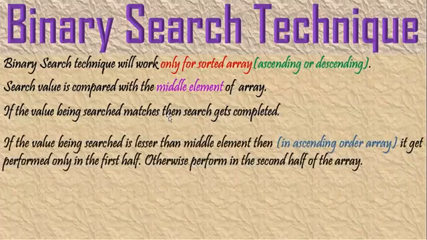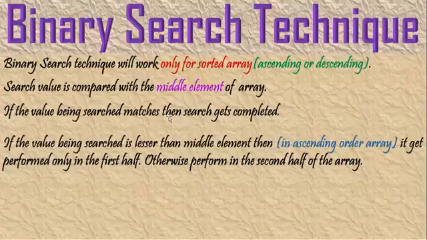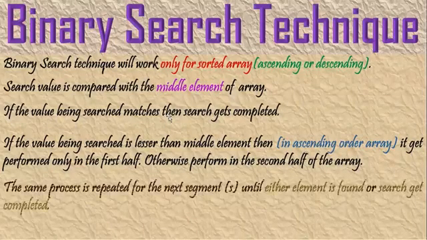For example, if the value being searched is lesser than the middle element, then the search is performed only in the first half. This is for an ascending order array. If the value being searched is greater, then it will be performed in the second half of the array. This process keeps repeating until the element is found or until the search is completed.